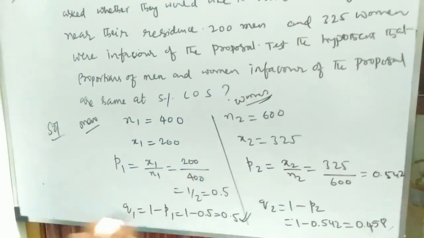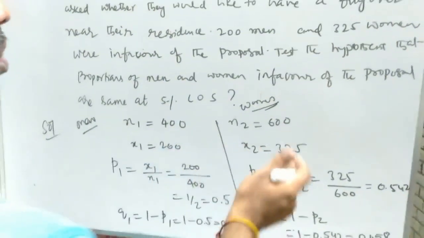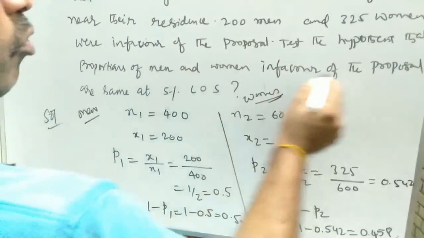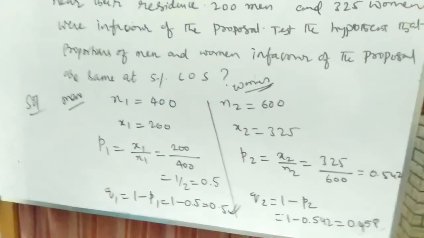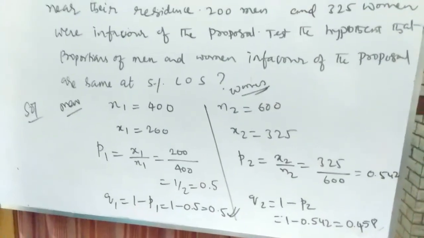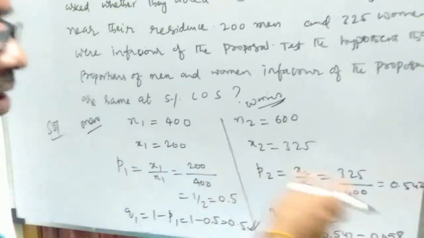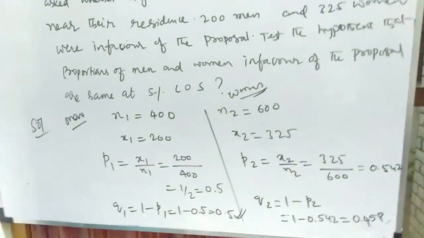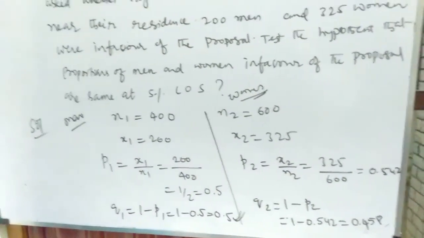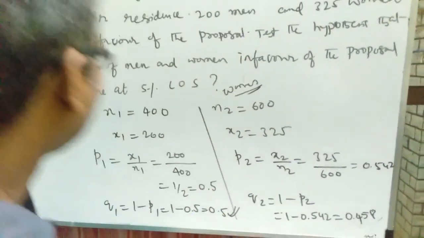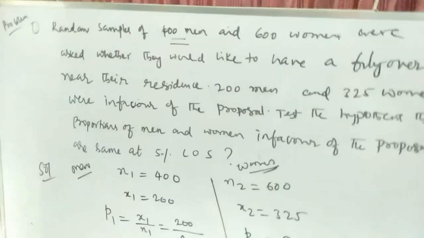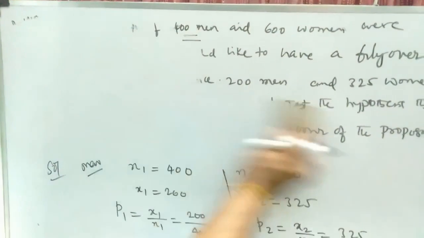We have to test whether the two proportions of men and women in favor of the proposal are the same or not. That means you have to check whether the probabilities P1 and P2 are the same or there is any significant difference between the two proportions. I can check that by using the testing of hypothesis procedure at 5% LOS.